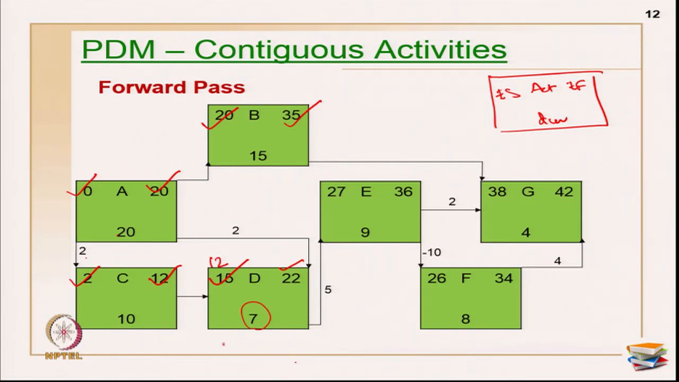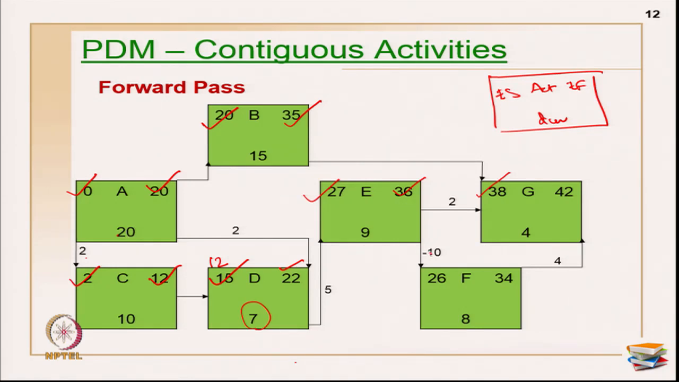If I put this as 12, then D can start, have a break, or D can have a delayed start, or D can finish early and then stop at 20. Those are all not acceptable in a contiguous execution. Now 22 plus 5 is 27 for the early start of E. The earliest I can finish E will be 27 plus 9, which is 36. Now 36 plus 2 is 38 and this is 35, the maximum is 38. So, I am going to go with 38.